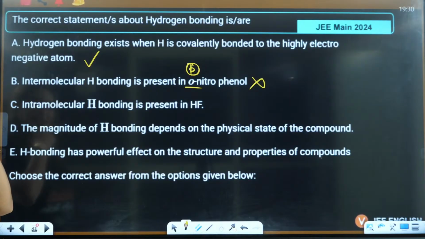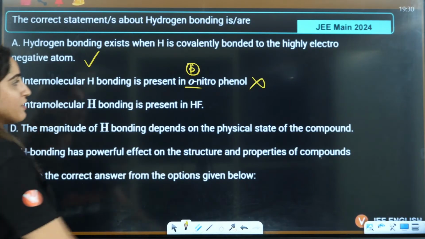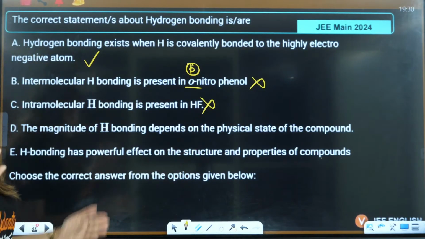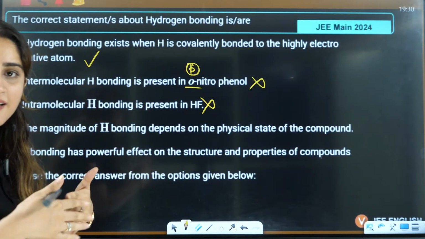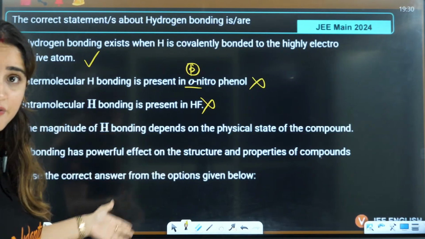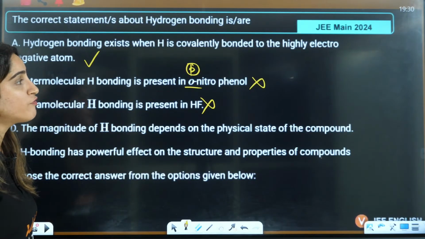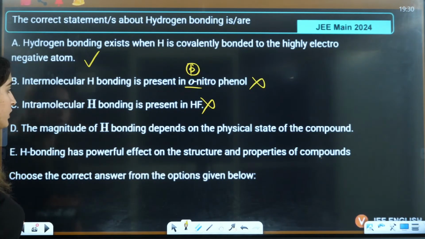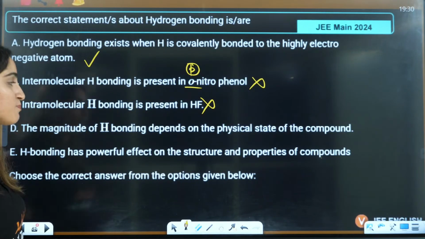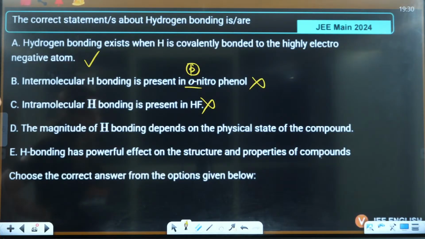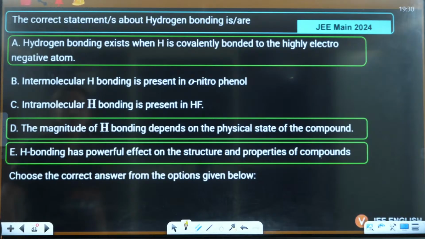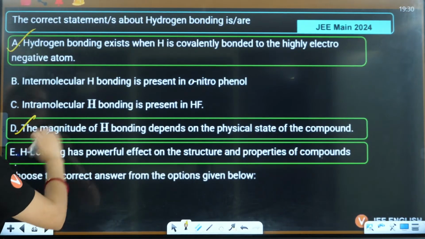Intramolecular hydrogen bonding is present in HF? Definitely not. In HF, it is not present within one molecule; it is present between different molecules. The magnitude of hydrogen bonding depends upon the physical state of the compound. Hydrogen bonding has a powerful effect on the structure and properties. So we can say A, D and E are the correct statements here.